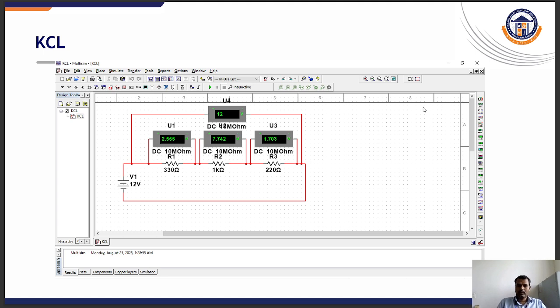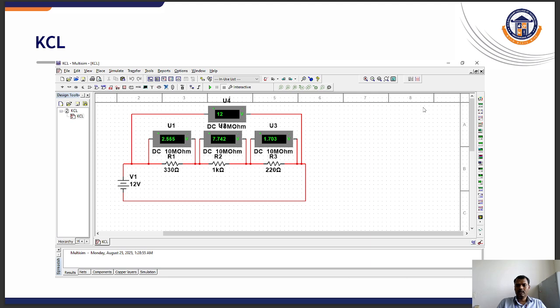Let's see another example. Here we have a 12 volt battery, and we have three resistors connected. The same current will flow through this entire circuit because all three resistors are connected in series with the voltage source. The current flowing through all three resistors will be the same, but the voltage across these three resistors will be different.